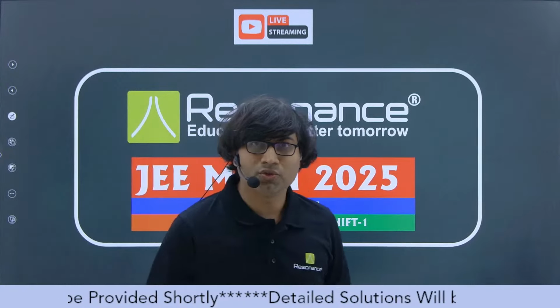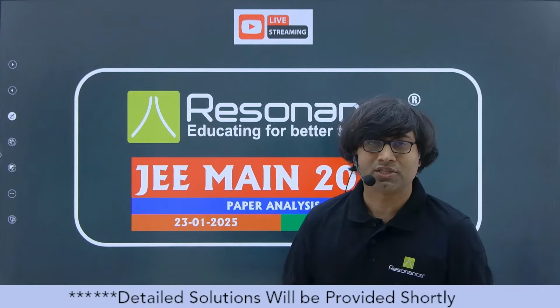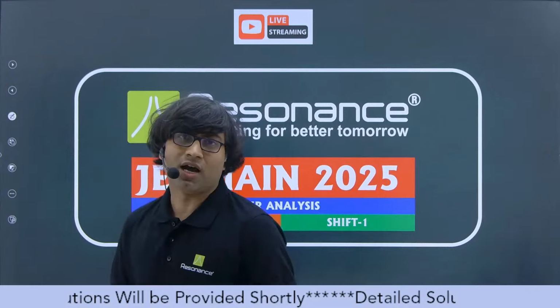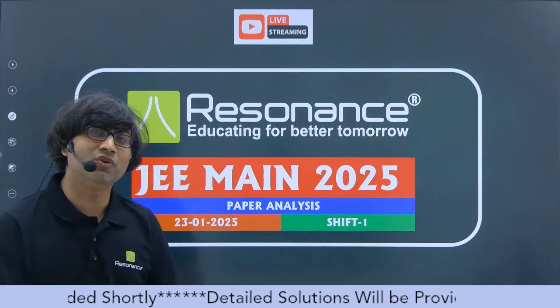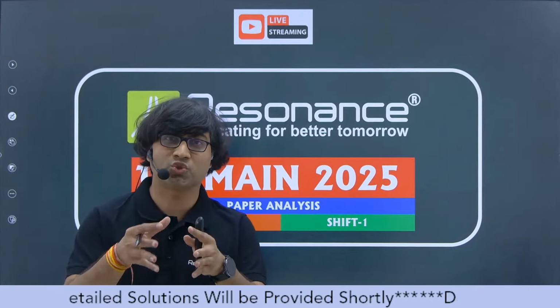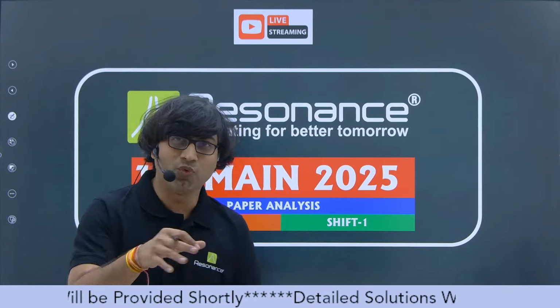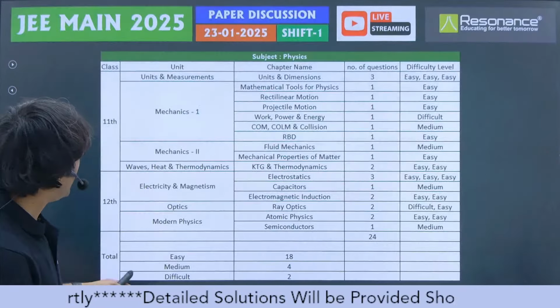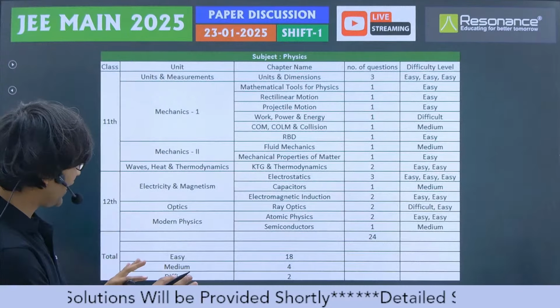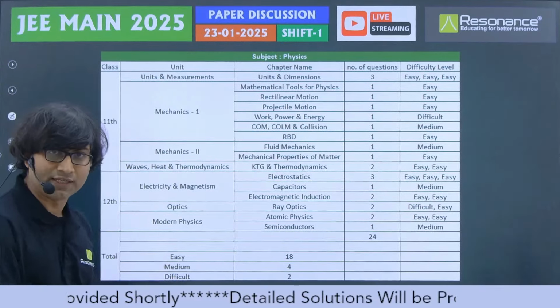Well, all right. So now we are going to analyze the JEE Mains physics paper, which was held on 23rd of January in the morning shift. That is today's morning. So let's see how the physics paper was today. We are going to first look at the broad analysis of the difficulty level.